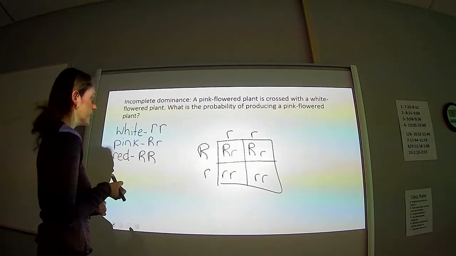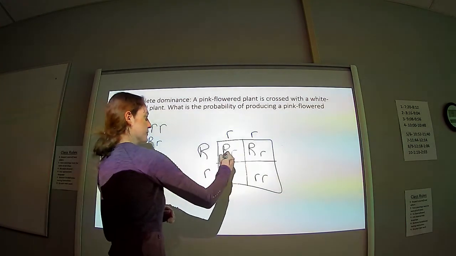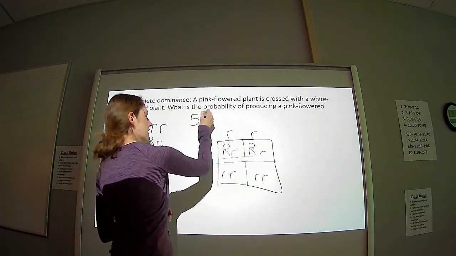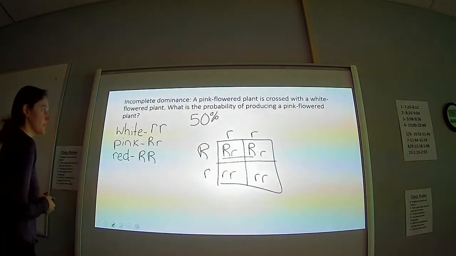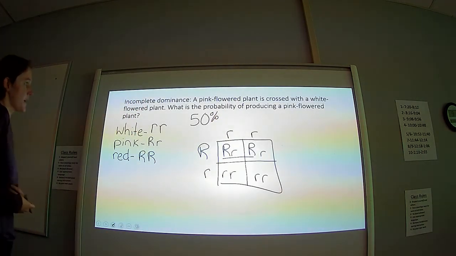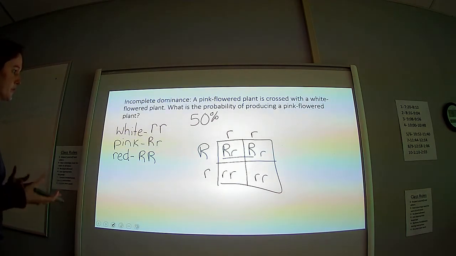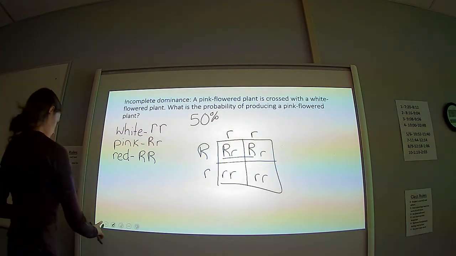Probability that I'm going to get a pink plant is right here at 50%. Anytime you do probabilities, it's always going to be percents, the easiest way to mark those up. The other ones are going to be white plants. We're not going to have any red.